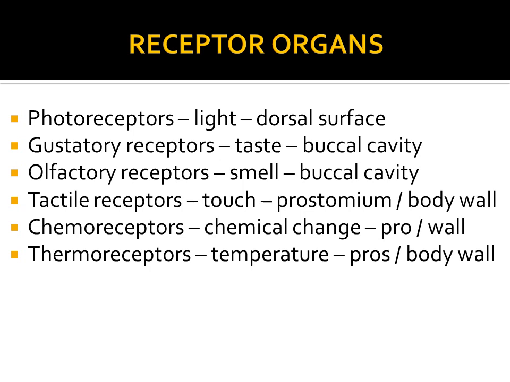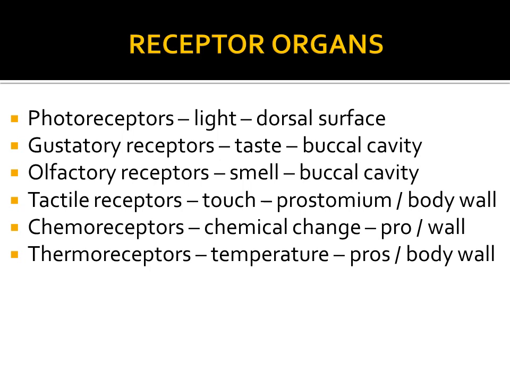The first one is photoreceptors. What do you mean by photo? Light, right? So these receptors receive the light sense, and they are located on the dorsal surface of the body. The second one is gustatory receptor. What do you mean by gustatory? It is the receptor for taste, receiving the taste sense. It is present inside the buccal cavity. After the mouth, it leads into the buccal cavity.